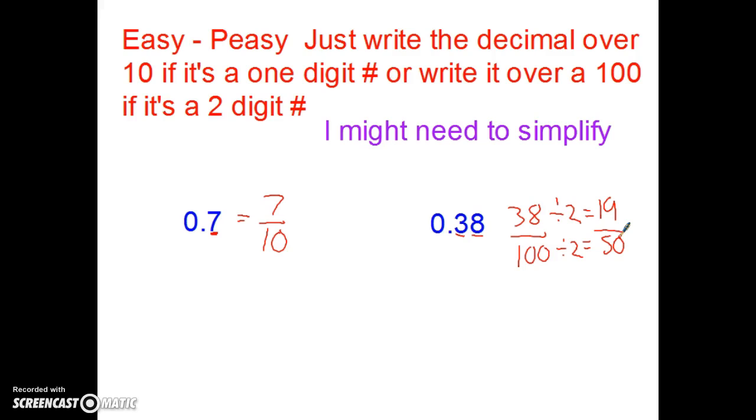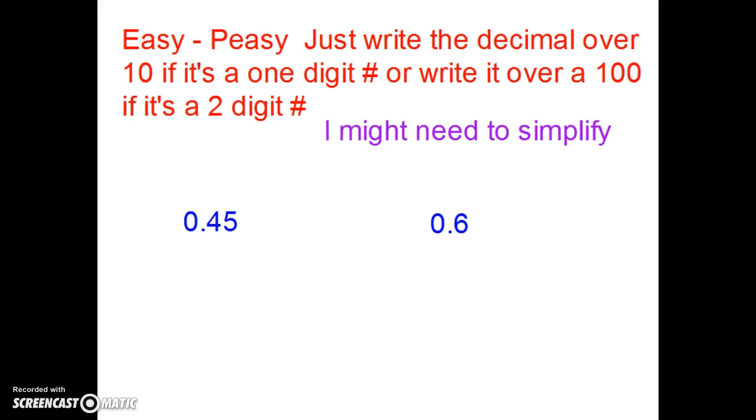19/50ths. Try it out. Can't divide by 10 or 5. How about 2? They're not both even. How about 3? 3, 6, 9, 12, 15, 18, 21. Nope. So that one is finished. 19/50ths. Got a couple more to try out.